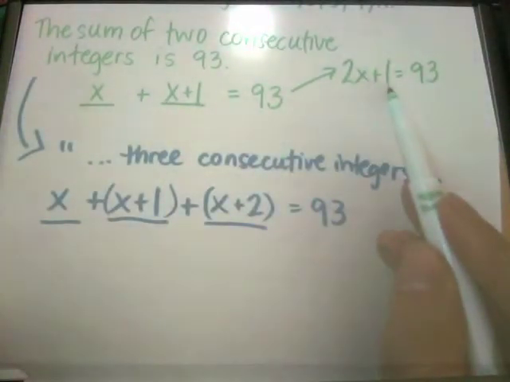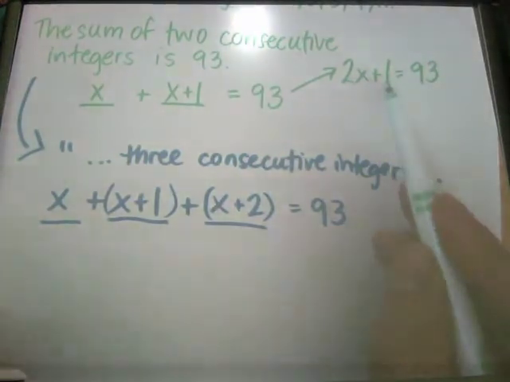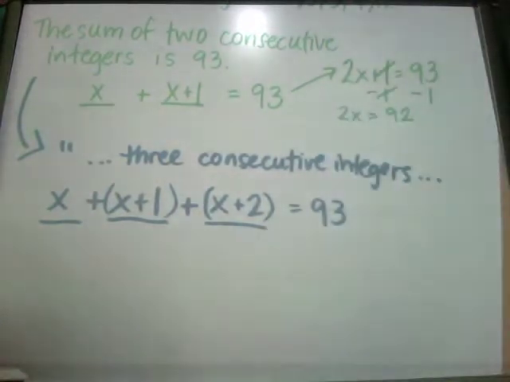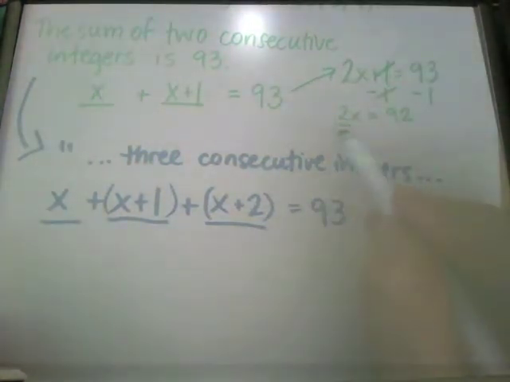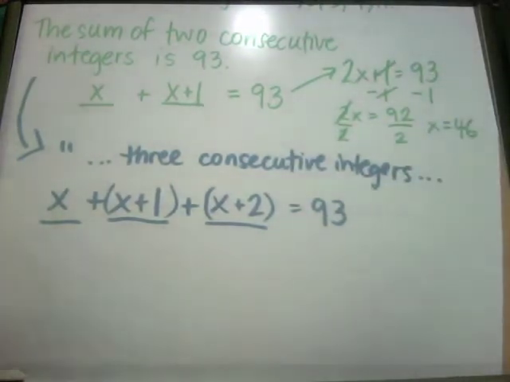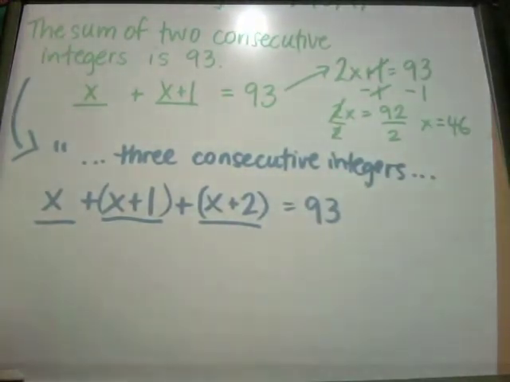What's my next step? Pammy? Good. I leave the variable alone. I undo the other stuff. I undo plus 1 by subtracting 1 from both sides. Final step, I divide by 2. Since that's multiplying, I do the opposite. I divide by 2. I get x equals 46.